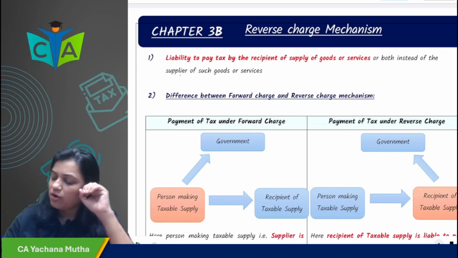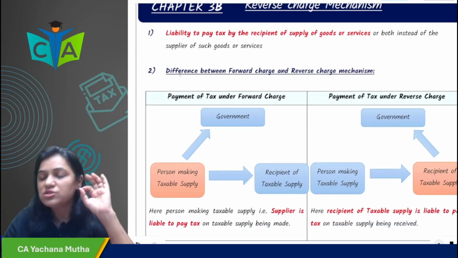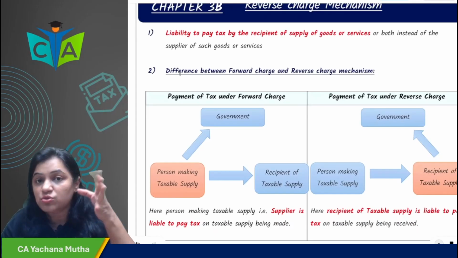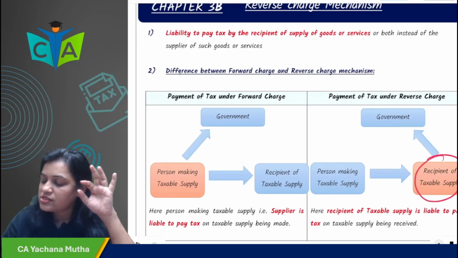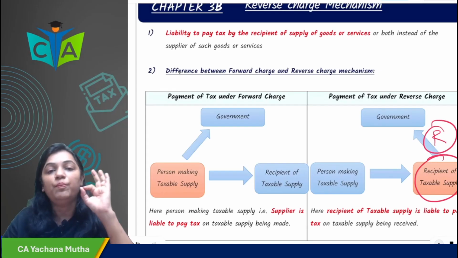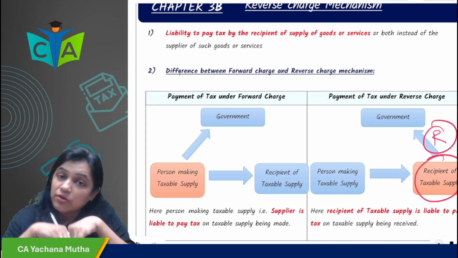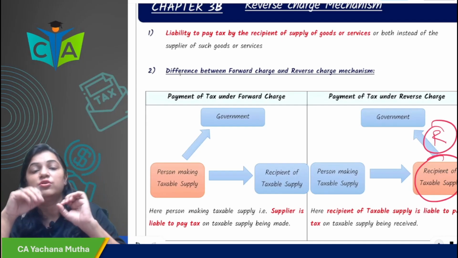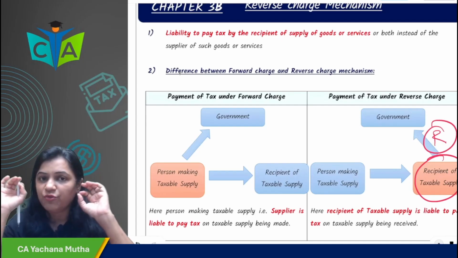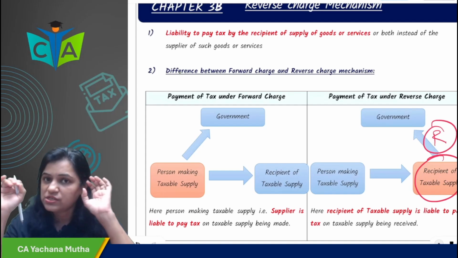First of all, under reverse charge, whose responsibility is it to pay tax to the government? The recipient. The recipient is responsible to pay tax to the government under reverse charge. Is it on all goods and services? No, it is on specified goods and specified services.